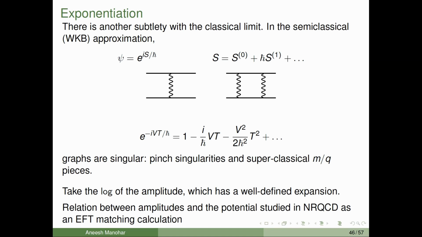And you get, as I said, what I call super classical terms. You get terms which are 1 over h bar squared. And the resolution to this is the same as the WKB approximation. You first take the log of the amplitude where all of this goes away. You just have this exponent and then take the classical limit. And this was done in NRQCD and other things. And I'm simplifying things here. This took many years of work to sort all of this out, and doing the diagrams takes a lot of effort. So I'm just simplifying that.